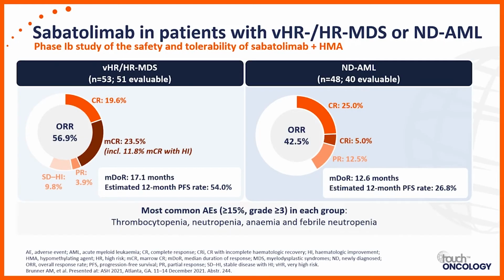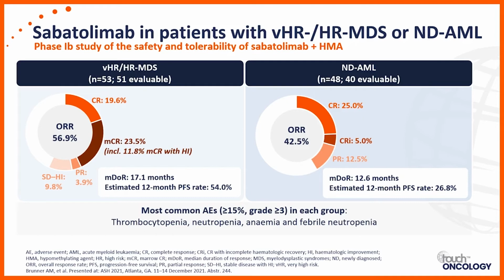So, for instance, 53 patients with very high risk and high risk MDS have been treated with this combination, with both sabatolimab and decitabine, sabatolimab and azacitidine. The overall response rate was nearly 57%, and the interesting data were regarding the CR rate, more than 19%. With a marrow CR rate also very high, but especially the duration of these responses, 17 months, was quite interesting. The duration being one of the most important unmet needs that we have in the treatment of MDS and AML.